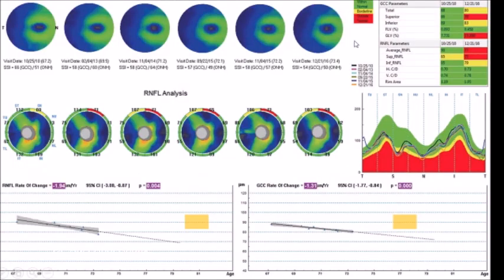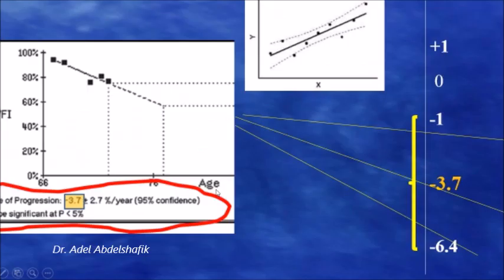For example, in the OCT, here this is the progression of the retinal fiber layer thickness over the time. You can see the slope, and this is the gray zone around it. This is the 95% confidence interval. Again, this is the ganglion cell thickness over the time, and this is the zone around it. So back to the field.